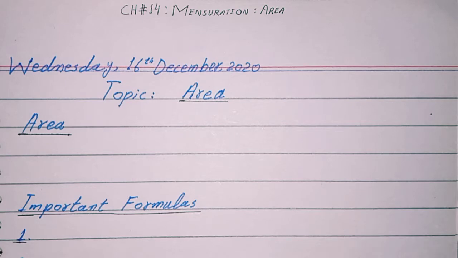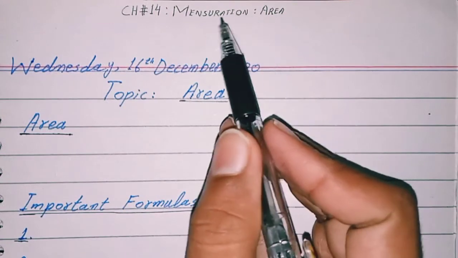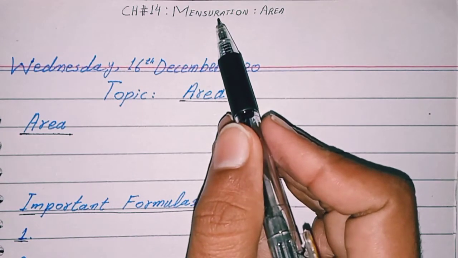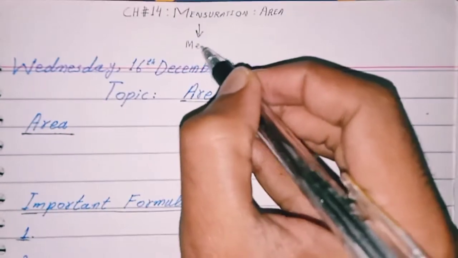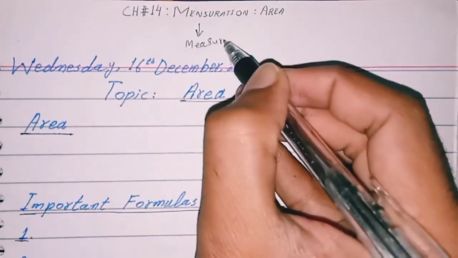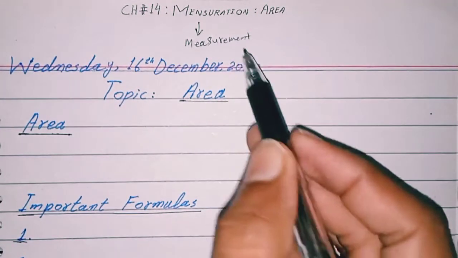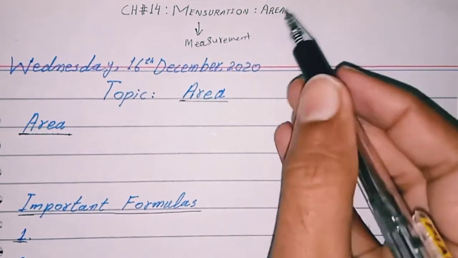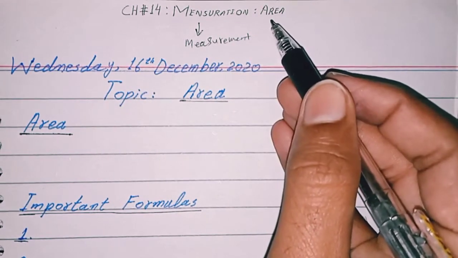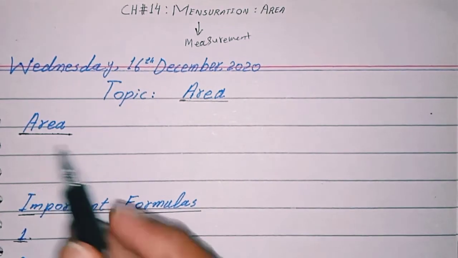Today we are going to start chapter number 14, mensuration area. First of all, what is mensuration? Mensuration means measurement. Meaning to say, if we measure anything, that will be called mensuration. So in this chapter we will measure the area. First of all, we have to know what is area.